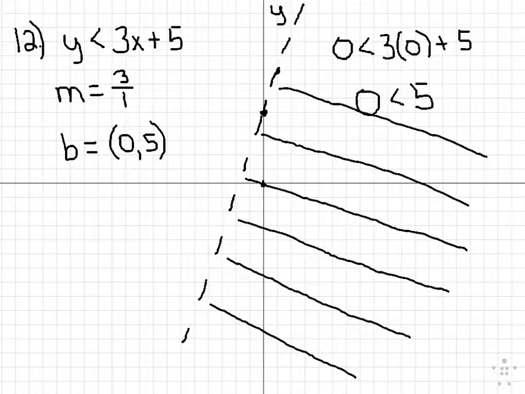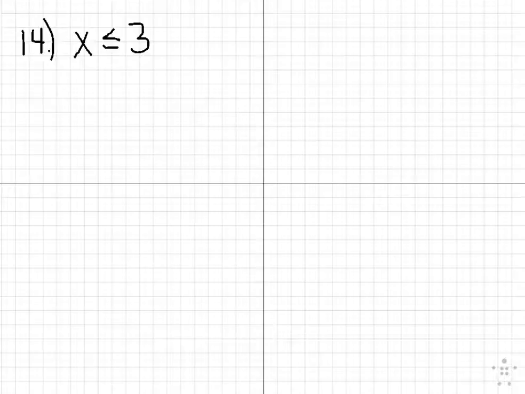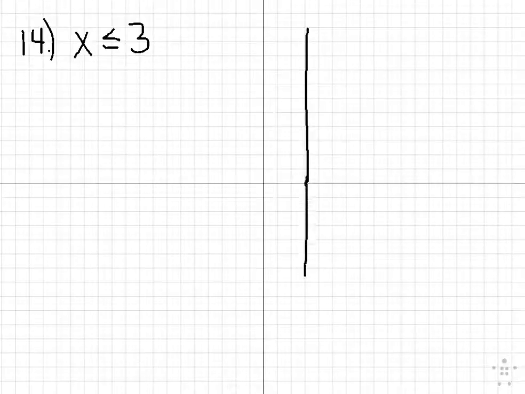Taking a look at question number 14. 14 is a special type of graph because there's no y here. So hopefully you know that if it just is x, that's a vertical line. It's not going to have a slope. It's undefined, so it's a vertical line. And x is always 3. So 1, 2, 3, x is always 3. So (3, 0), (3, 1), (3, 2), (3, 4), (3, negative 1), (3, negative 2). It's all of these solutions.